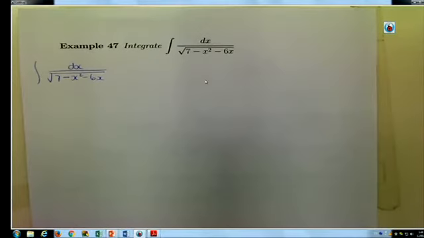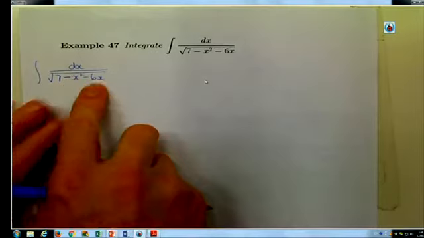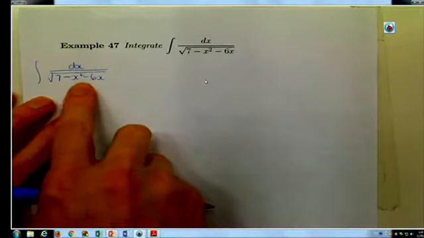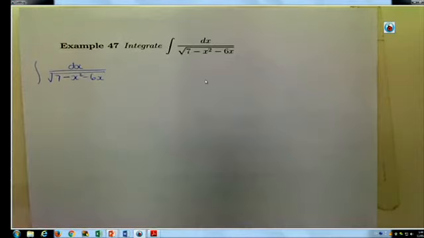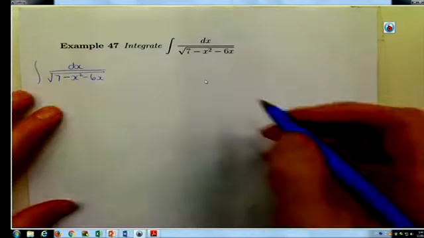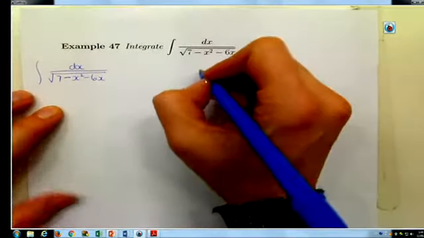Okay, so this one's got a quadratic on the bottom line underneath the square root sign. So to make this into something we can deal with, we've got to complete the square, so we can get a number and a something squared, and then we can do our trig substitutions. So let's have a look.